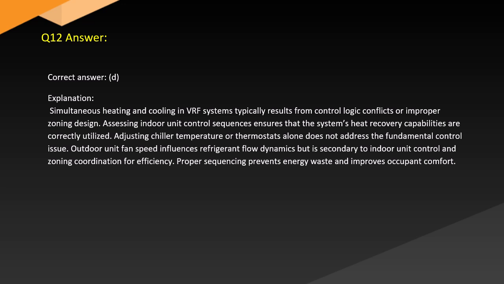Answer. Correct answer: D. Explanation. Simultaneous heating and cooling in ERF systems typically results from control logic conflicts or improper zoning design. Assessing indoor unit control sequences ensures that the system's heat recovery capabilities are correctly utilized. Adjusting chiller temperature or thermostats alone does not address the fundamental control issue. Outdoor unit fan speed influences refrigerant flow dynamics, secondary to indoor unit control and zoning coordination for efficiency. Proper sequencing prevents energy waste and improves occupant comfort.